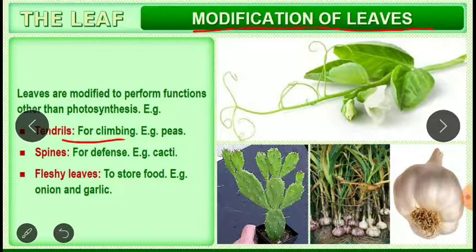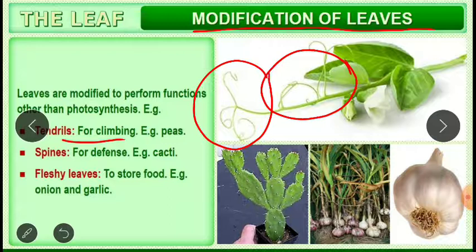You can see here, instead of a leaf, they are forming spring-like structures known as tendrils. Leaf tendrils are different from stem tendrils. The leaf tendrils can be observed in pea plants. So here, instead of the leaf, when the tendrils are coming, it is known as leaf tendrils. They are helping the plant to climb on the support.